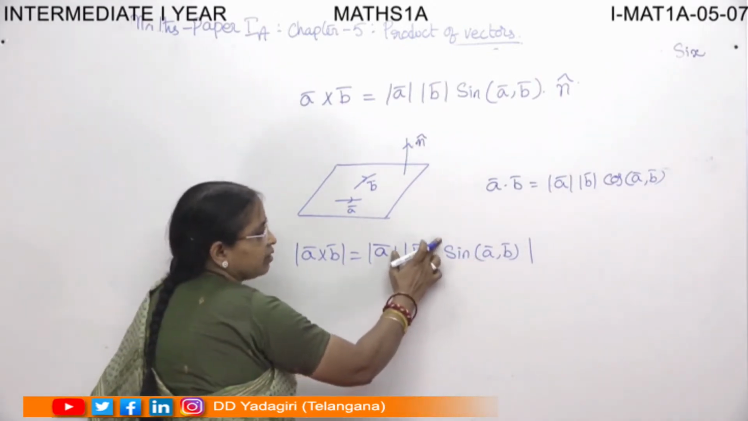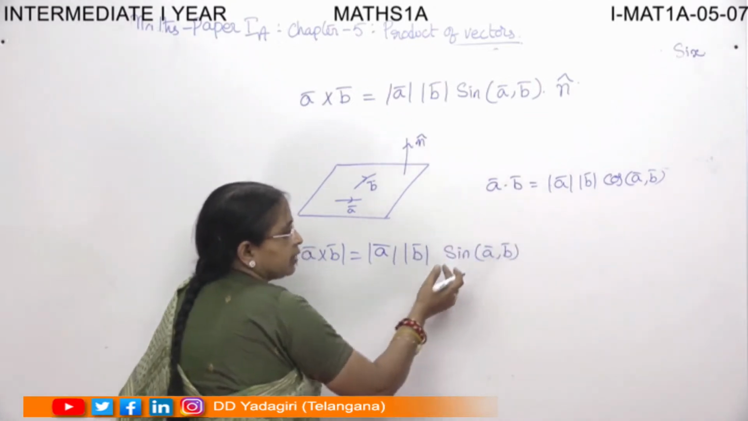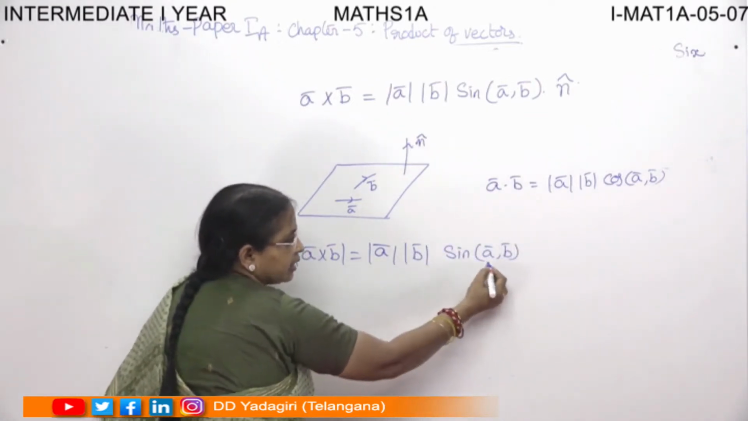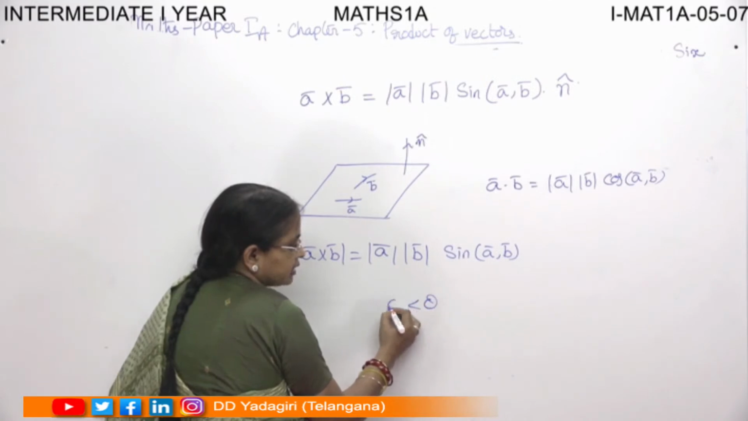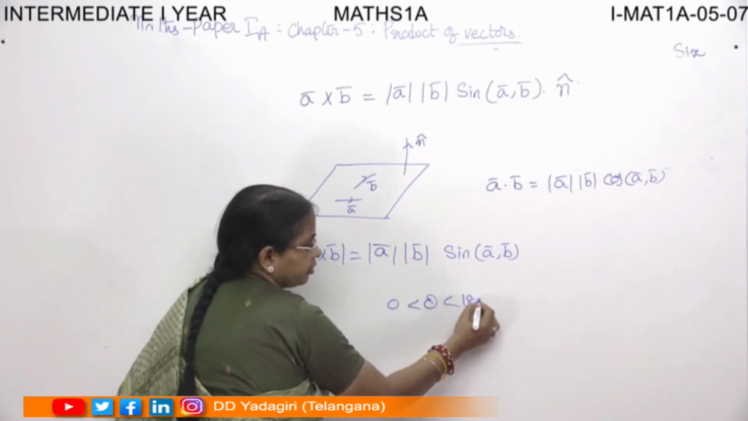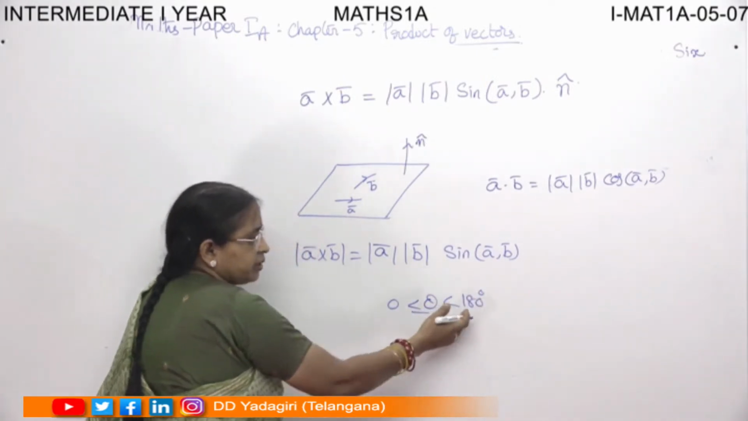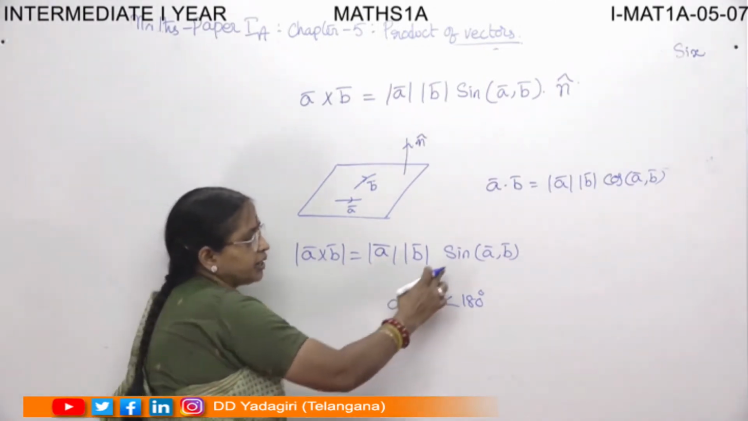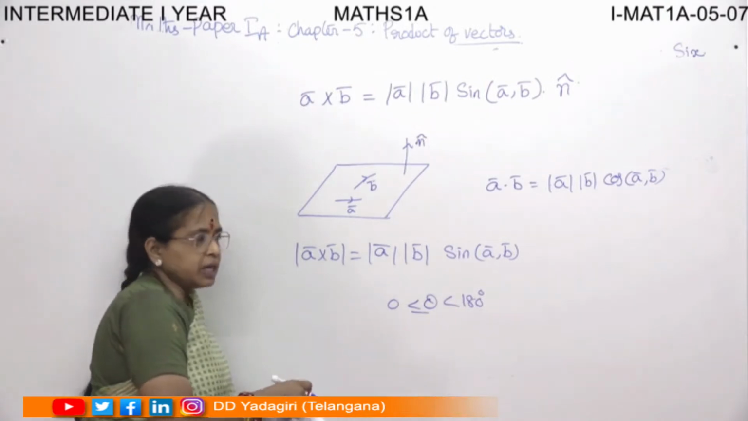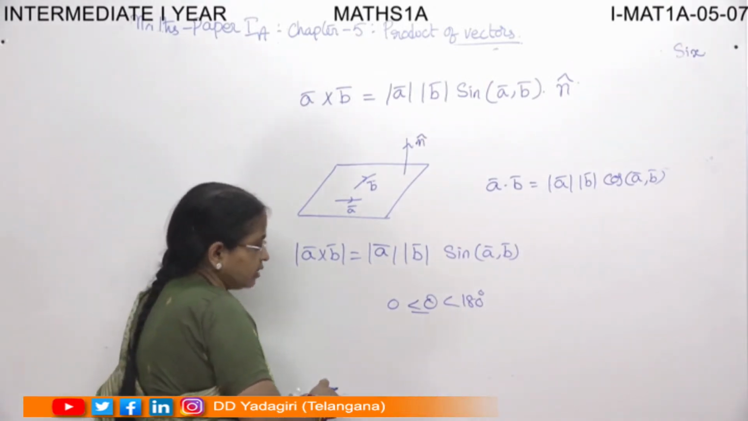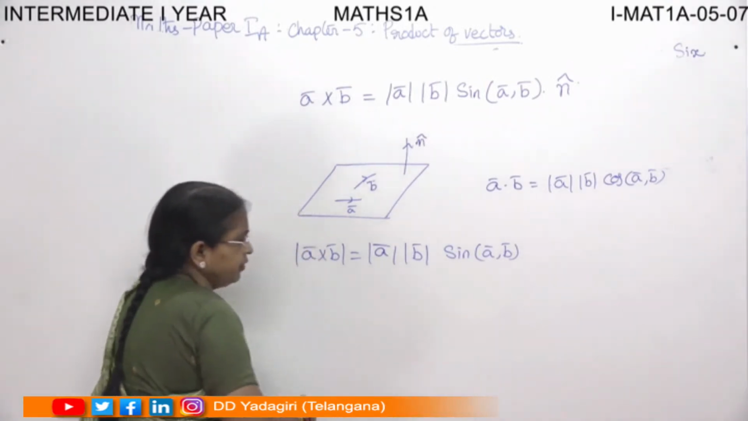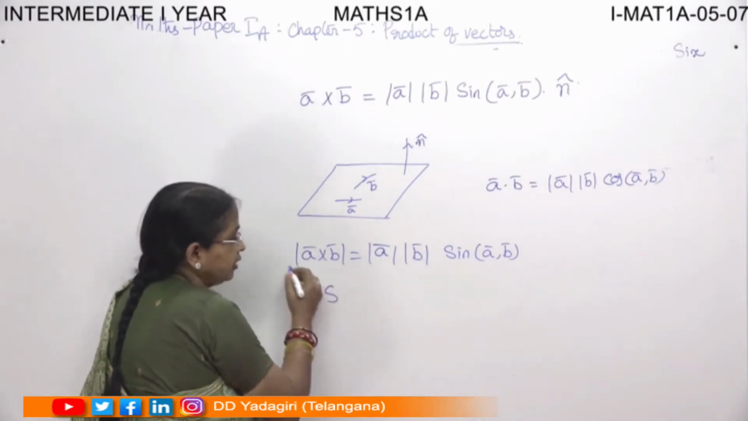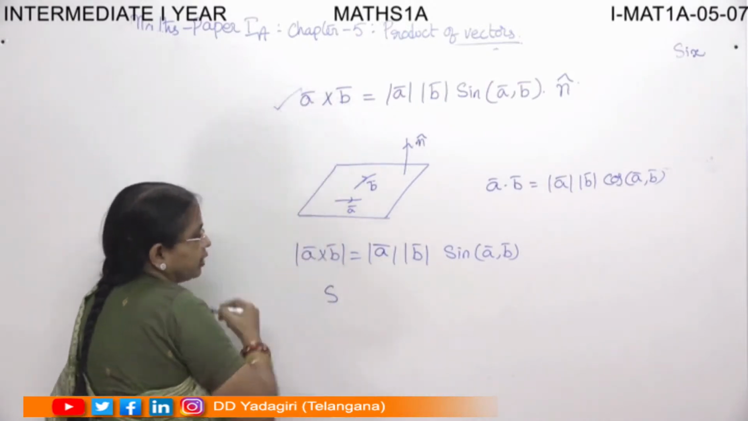Sine of angle is always positive here because this angle theta lies between 0 and 180 only. So that means it lies in the first quadrant or in the second quadrant. In both the quadrants, sine is positive. So sine of angle between A and B is always positive. So from this we learn another formula. This is one formula that you have to learn.